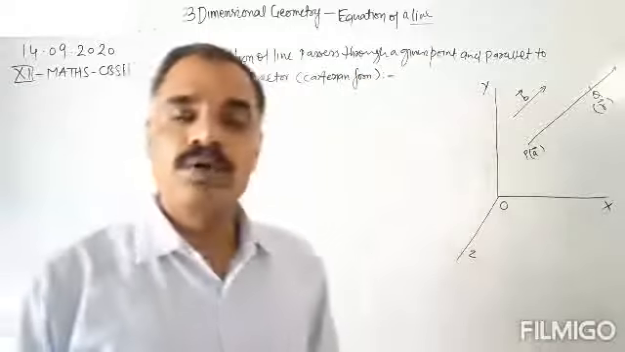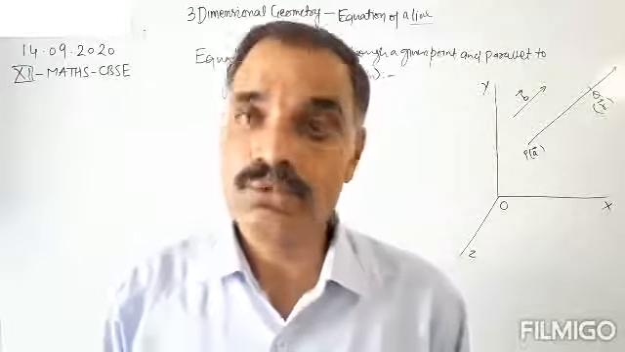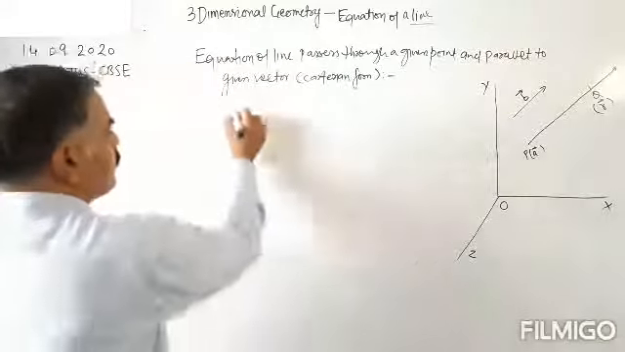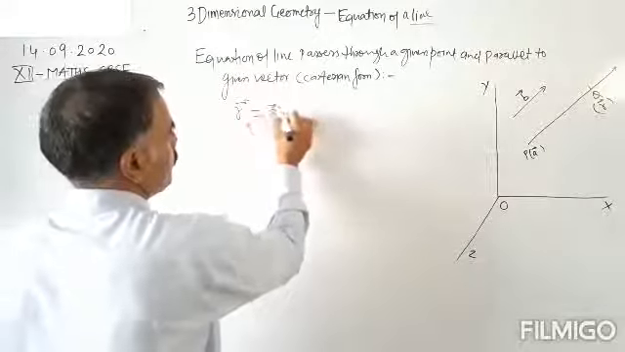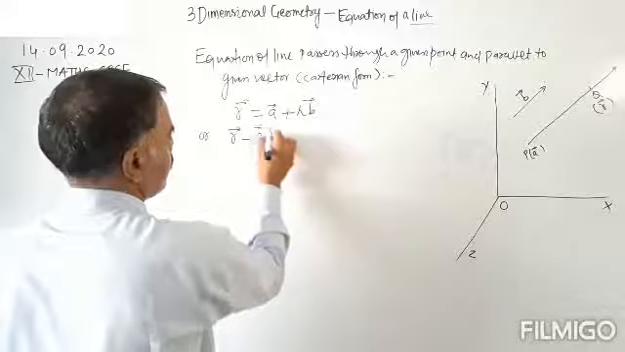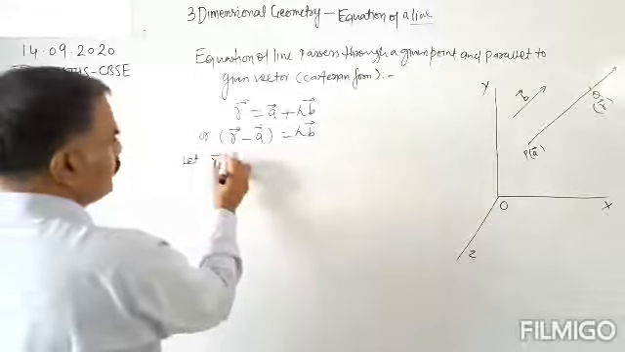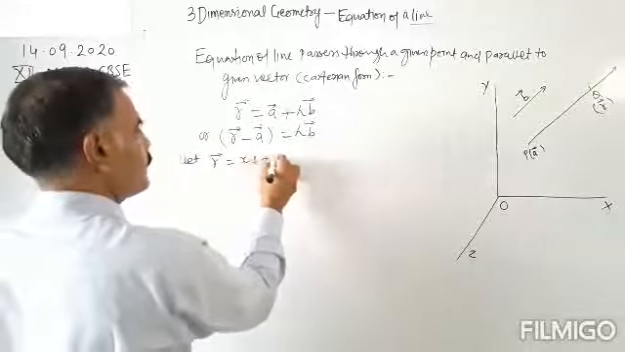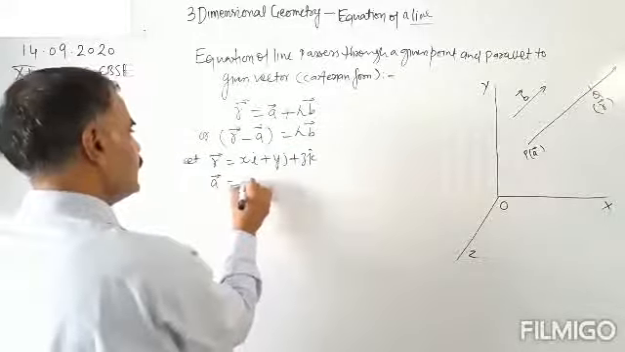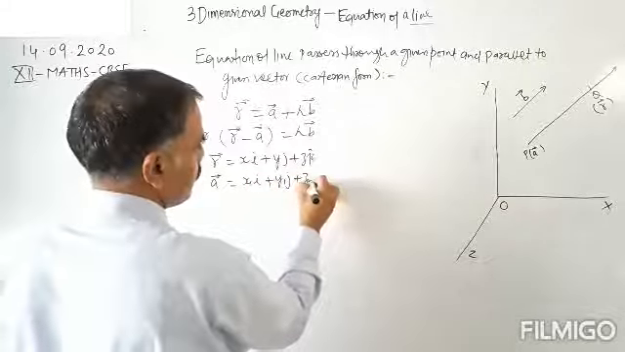We will derive the Cartesian form of the equation of a line passing through a point and parallel to a given vector using this form. Using this form means the equation is r vector equals a vector plus lambda b vector, or r vector minus a vector equals lambda b vector. Now let r vector be the general point, that is xi cap plus yj cap plus zk cap, and a vector be any point, say x1 i cap plus y1 j cap plus z1 k cap.